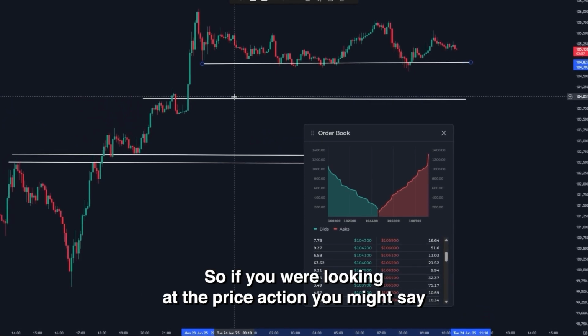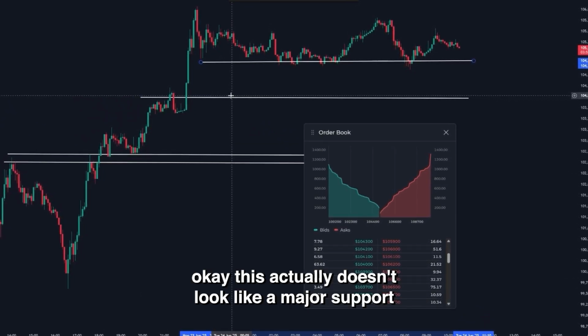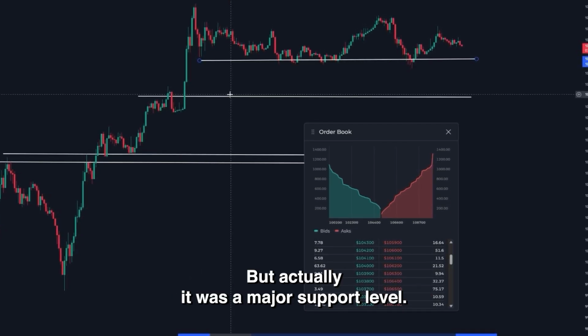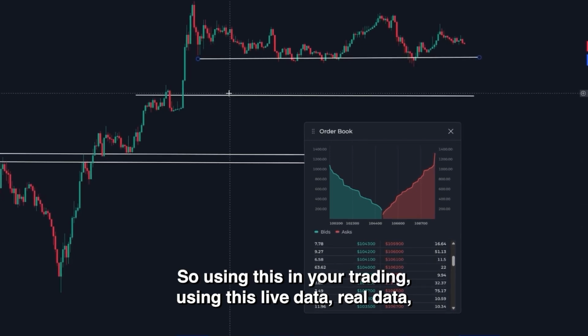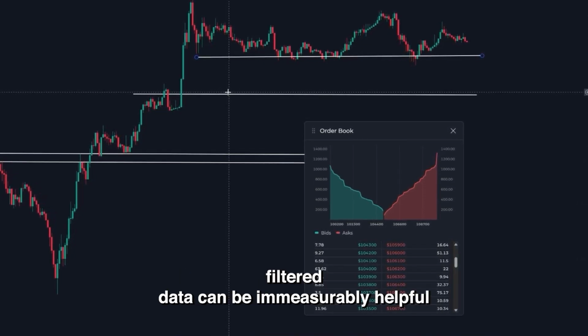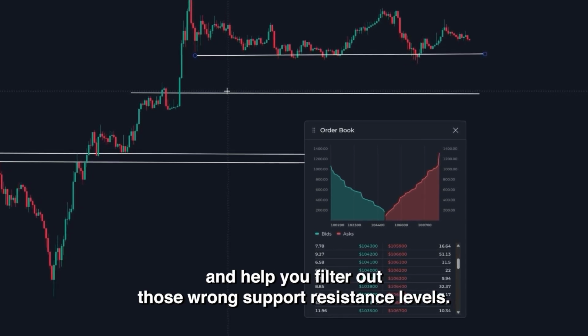So if you were looking at the price action, you might say, okay, this actually doesn't look like a major support because price hasn't tested it a lot, but actually it was a major support level. So using this in your trading, using this live data, real data, filtered data can be immeasurably helpful and help you filter out those wrong support and resistance levels.